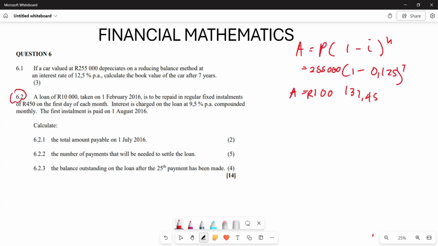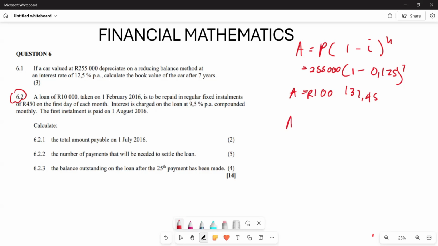Now, what is the first thing that you're going to do here? They want to calculate the total amount payable on the 1st of July 2016. From February to July, how many months are you going to have there? Let's see: March, April, May, June, July. So this is going to be 5 months, right?